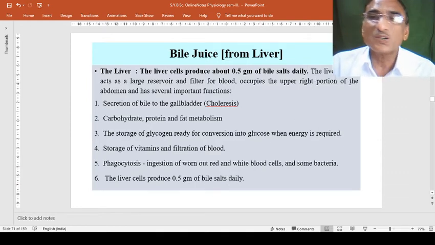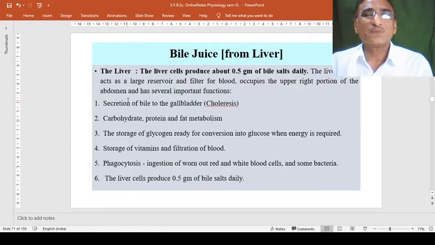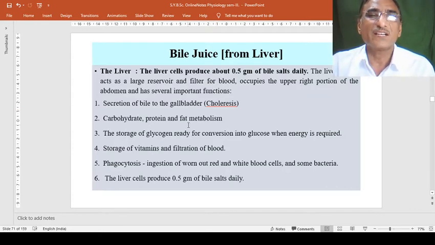The liver, which acts as a large reservoir and filter for blood, occupies the upper right portion of the abdomen and has several important functions. The different functions carried out by the liver are these: one, secretion of bile to the gallbladder, also known as choleresis. Then carbohydrate, protein and fat metabolism, or we can say it metabolizes all food ingredients, because these are the three main food ingredients. The storage of glycogen keeps it ready for conversion into glucose when energy is required.